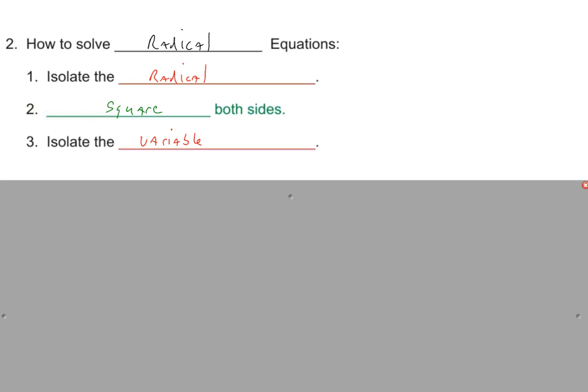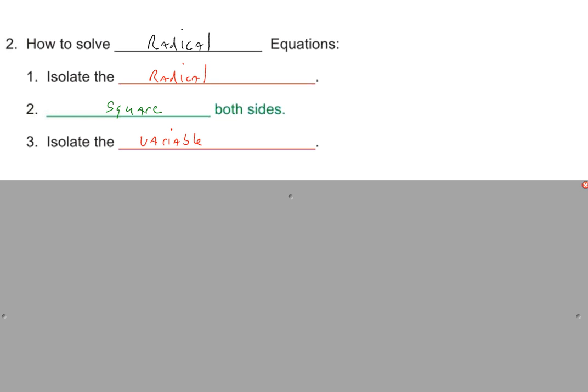So first, isolate the radical, square both sides, then isolate the variable. So these are the thoughts that you need to have as you're going through radical equations. You've got to think, okay, first I've got to isolate the radical. How do you isolate the radical? Same way we've done everything else. Things added to the radical, you move by adding their opposite to both sides. Things multiplied times the radical, you multiply both sides by the reciprocal. Same deal.